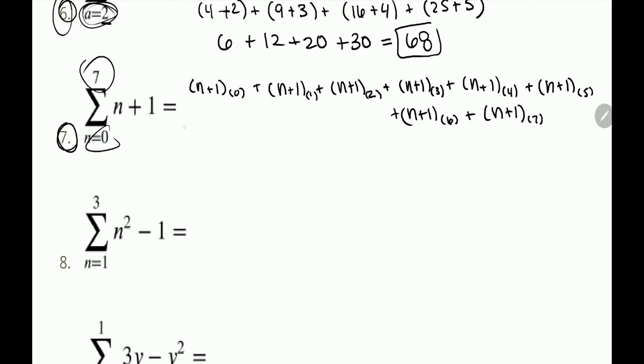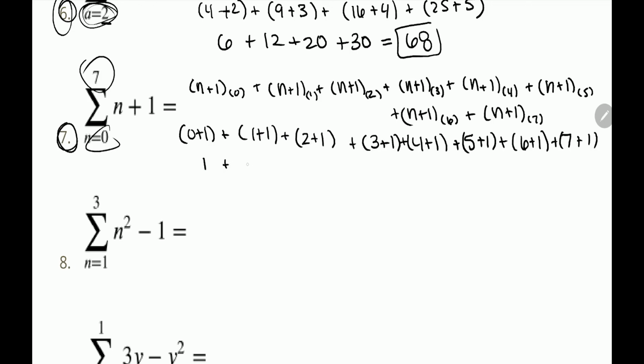So if we replace these, 0 plus 1, 1 plus 1, we're just replacing the n with the number we're on. So 2 plus 1. If we simplify all these, we get 1 plus 2 plus 3 plus 4 plus 5 plus 6 plus 7 plus 8. And if we add those together, we're going to get 36.